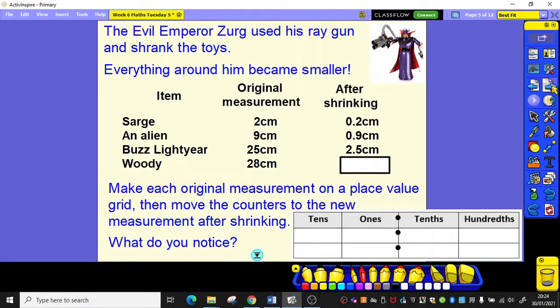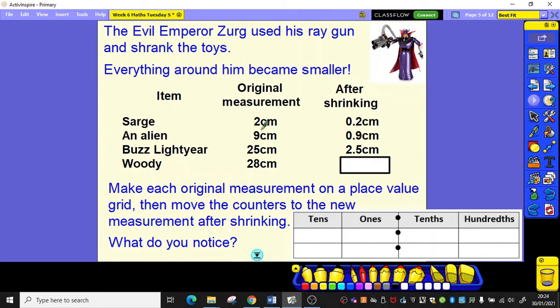I hope lots of you have enjoyed the Toy Story films that have come out over the years. And today we're going to be having a look at something that has happened involving evil Emperor Zurg. Zurg has managed to shrink the toys. Everything around him has become smaller.